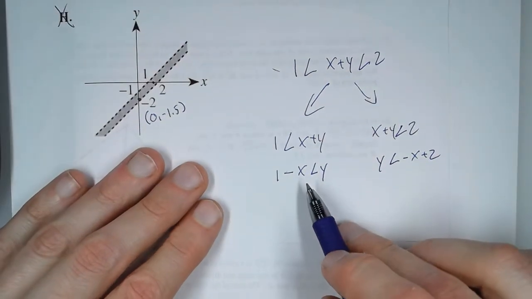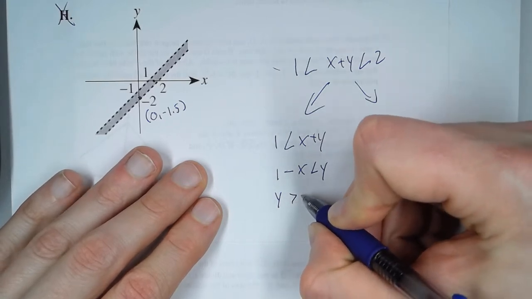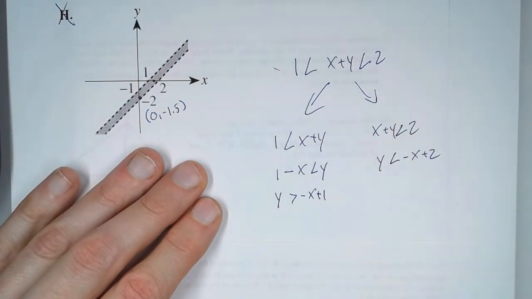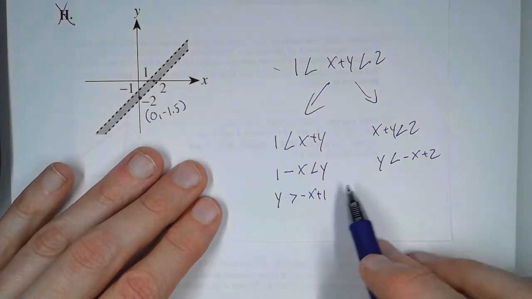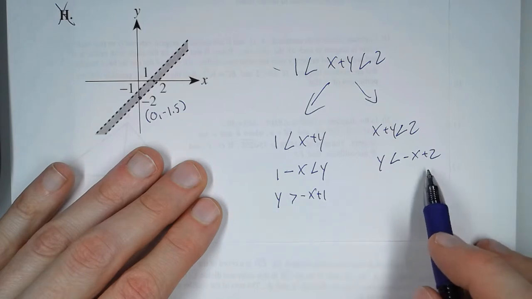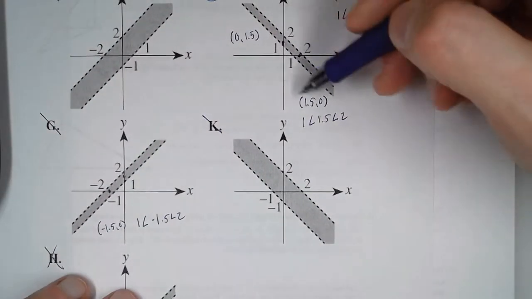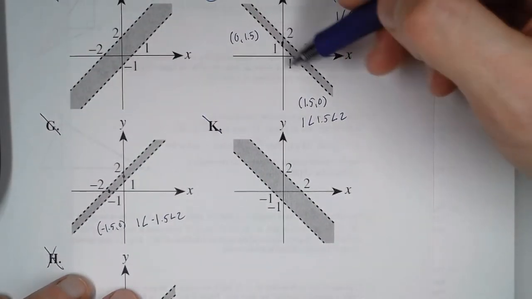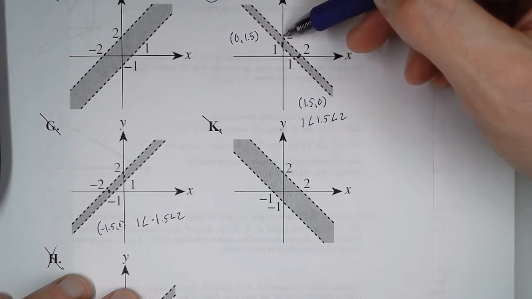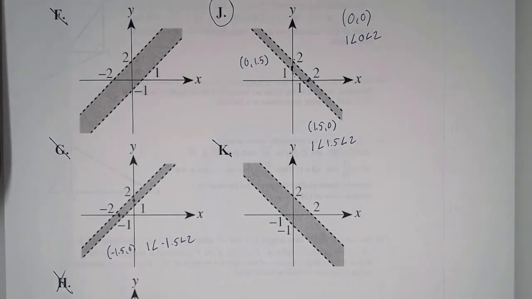And let me turn this around. So y is greater than negative x plus 1. So what we're looking for is two inequalities, that is two lines, where the slope is negative 1 and the y-intercept is 2 and 1. Well, the only graph that has that is this one. These lines both have a slope of negative 1, and they have y-intercepts of 1 and 2. So there's an alternative way of looking at this problem.